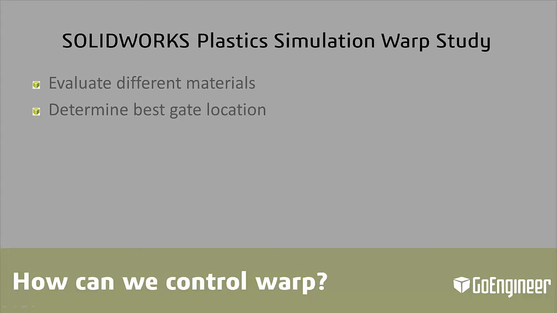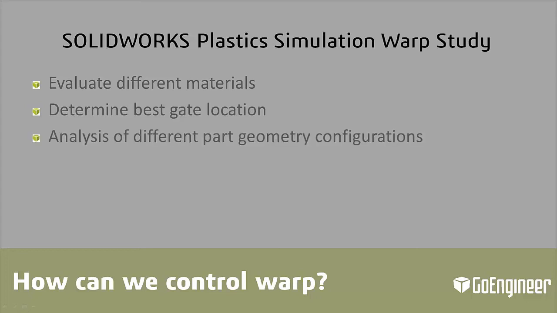We can also control warpage with our part geometry, as I said earlier, trying to design your part with uniform wall thickness, or sometimes we want to control part warpage. We can actually add ribs within the part or change the geometry other ways. This can all be done inside the SOLIDWORKS Plastics software as well by creating different configurations of your geometry.